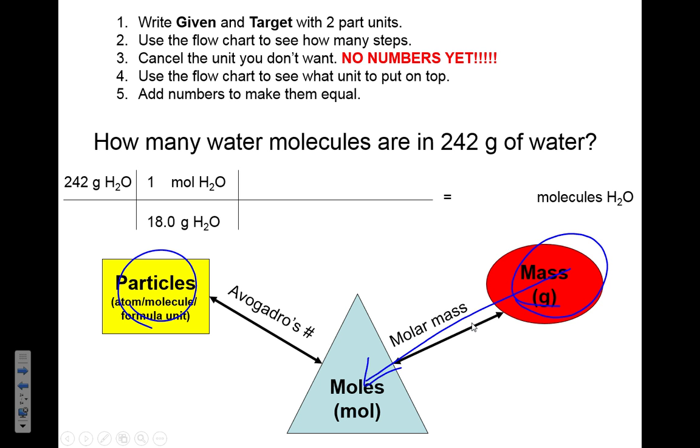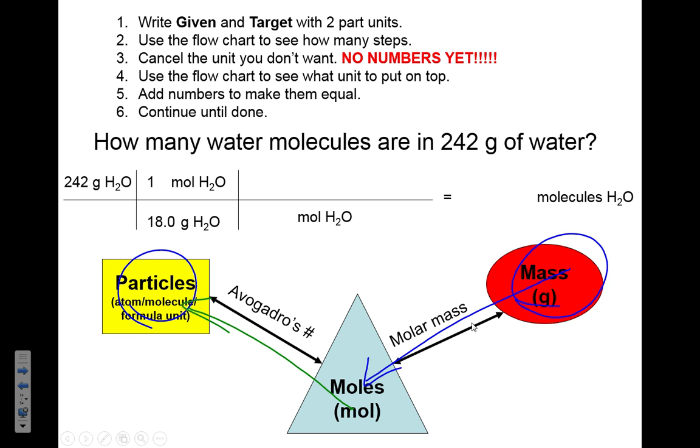Now, at this point, I'm in moles, I want molecules, I'm not done. So do I want to keep it? No. And you can see exactly what we're going to do next. We're going to take our mole amount and then go to our particle amount. So I don't want moles, so I'm going to get rid of moles of water by putting them on the bottom. What can I change moles into? Well, I could change it back to grams, but that's just undoing what I just did. So at this point, I'm going to change it into particles.